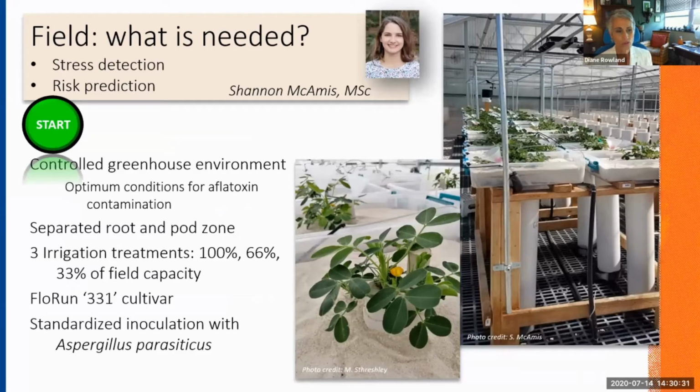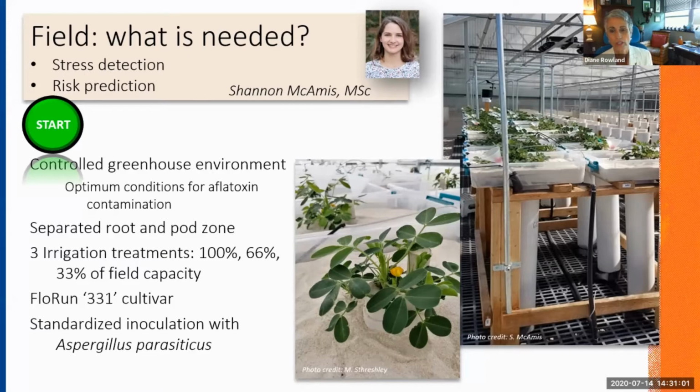So we know stress events are either useful for priming the crop so that it's more resistant to developing aflatoxin later in the season, or to actually detect late season drought stress, which we know is critical for the development of aflatoxin pre-harvest. Those sensing data then can be used to develop risk prediction models. And so that is a key component of the eventual models that we hope to produce.